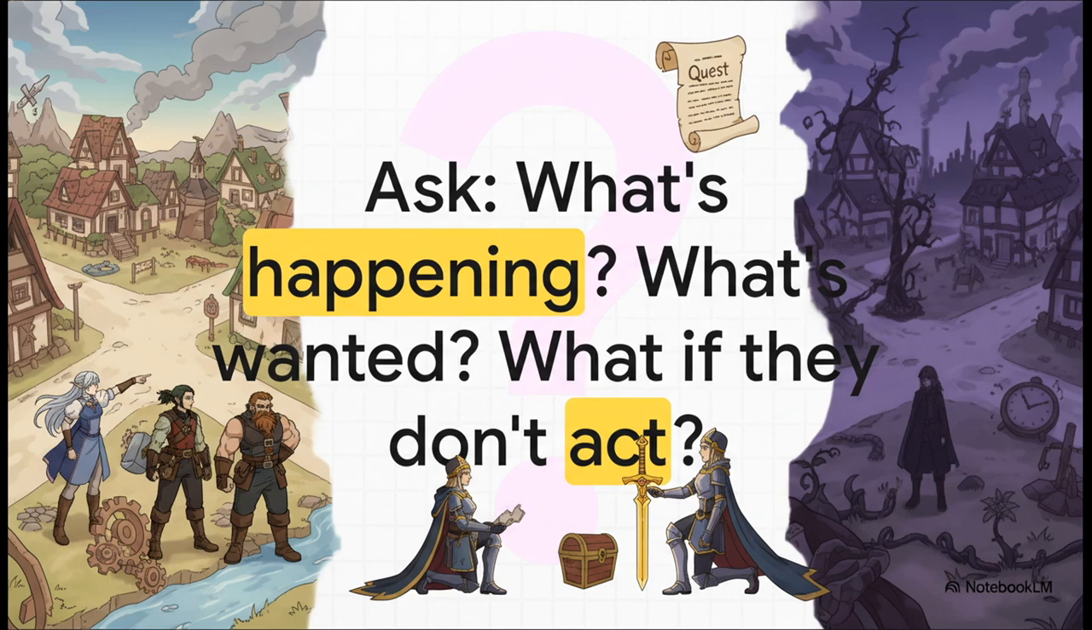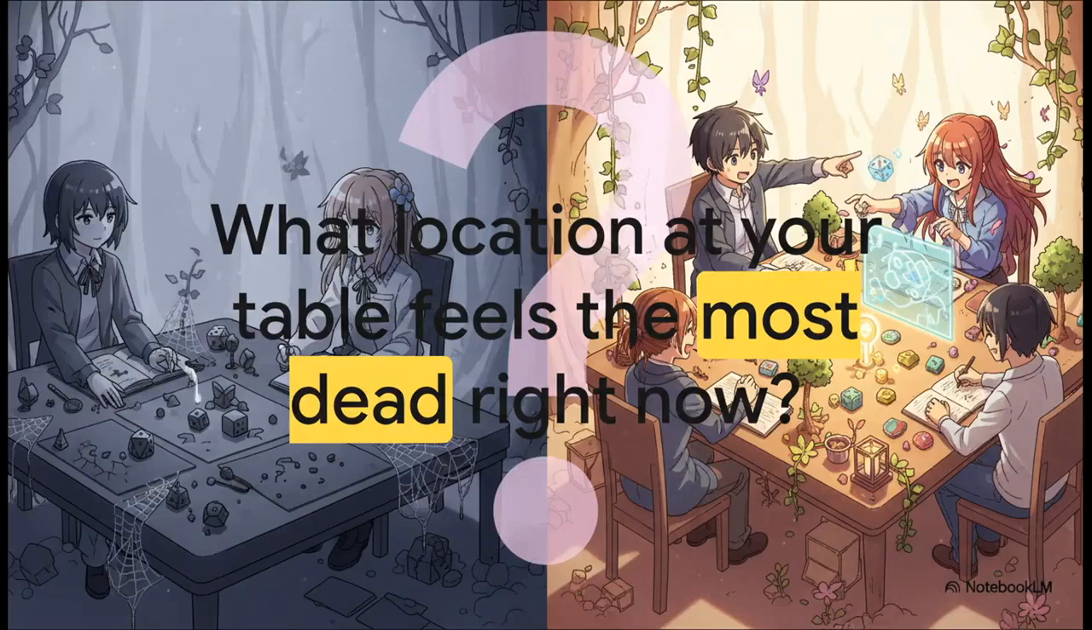So before every single session you run from now on, just look at your locations and ask those 3 questions. What's already happening here? What does this moment want from the party? And what changes if they don't act? You do that, and I promise you, even a simple, boring crossroads can become the start of an amazing story. And that's our whole explainer.